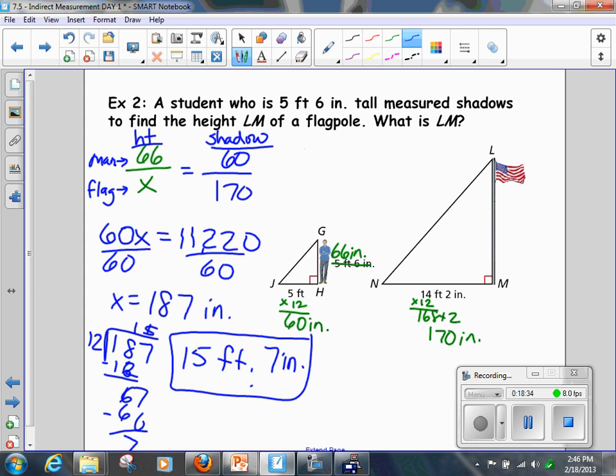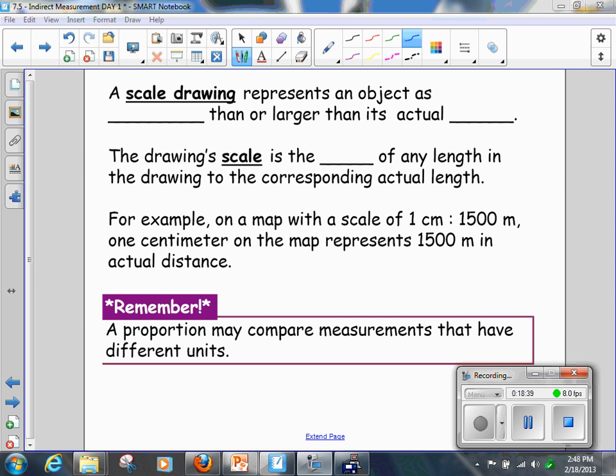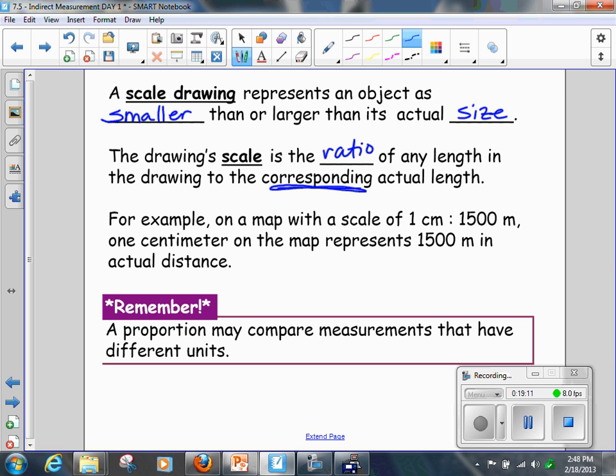Alright. A scale drawing represents an object as smaller than or larger than its actual size. Okay? The drawing scale is the ratio of any length in the drawing to the corresponding. That's right. Corresponding is important to us, okay? Ratio is just a fancy word for what? Fraction. Good.